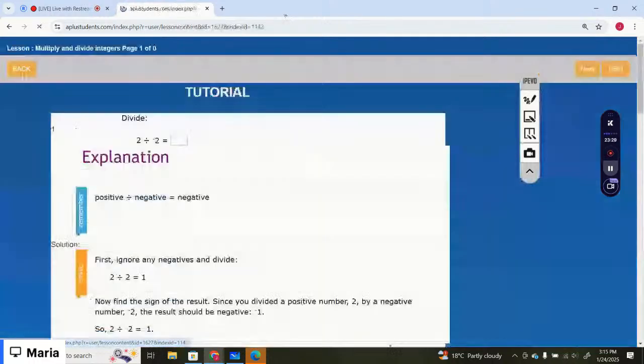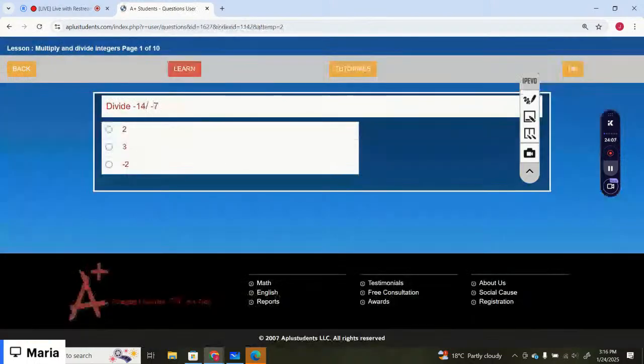The next lesson is multiply and divide integers. So we're done with the rules. Now we're going to apply these rules, right? 2 divided by negative 2. So 2 divided by 2 is 1 because 2 times 1 is 2, right? Now one of the numbers is negative, so the answer is negative. If one of the numbers is negative, the answer is negative. So 2 divided by negative 2 is negative 1. Let's just start with the test questions.